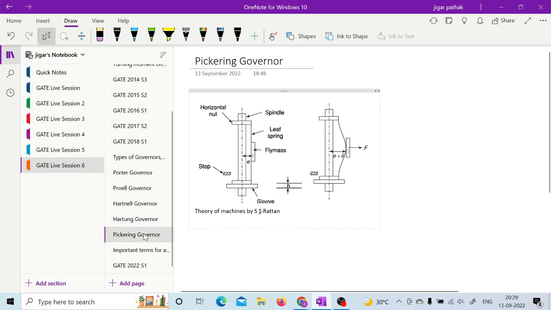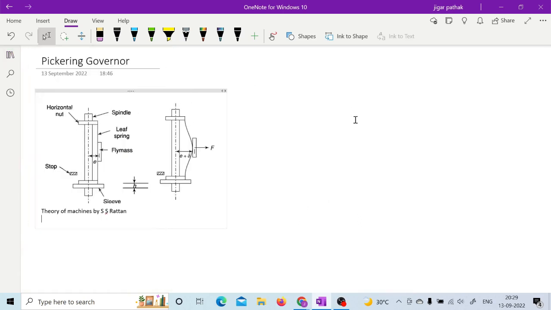So once you have that spring controlled governor, then you have the Pickering governor. Actually this Pickering governor has 3 leaf springs, and they have attached one fly mass at the center of that leaf. So here only one leaf is shown. You can see whenever this fly mass has that centrifugal force, it will move away by the distance e plus delta, as mentioned in the figure.